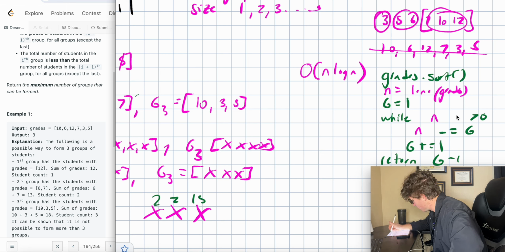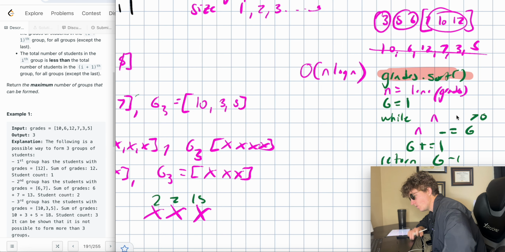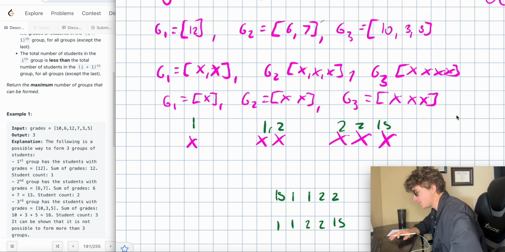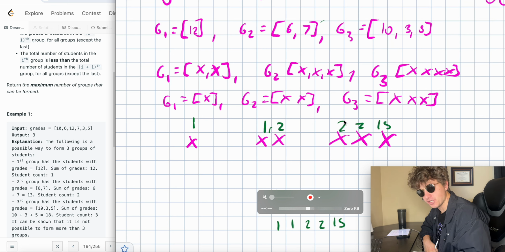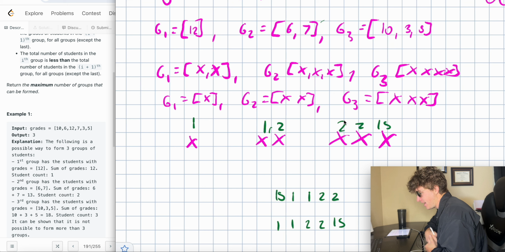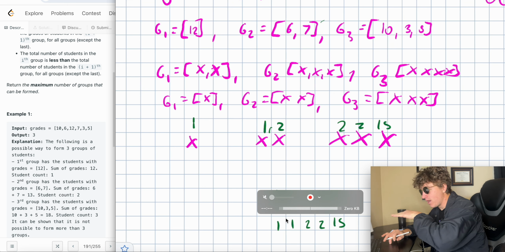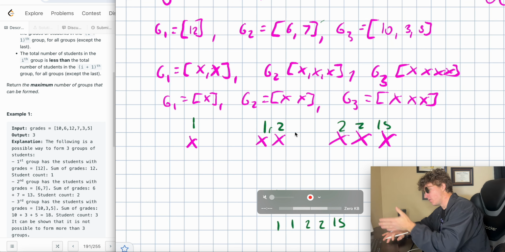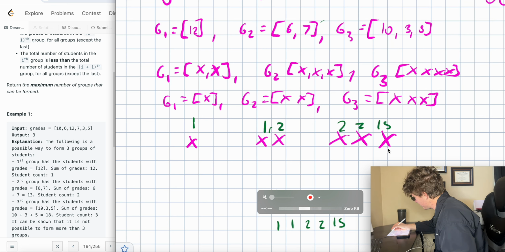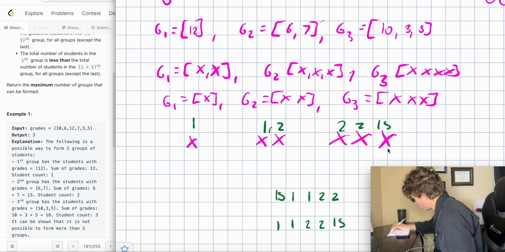So this code would still work if I deleted this, right? Because when we looked at this situation here, with the X's, I didn't need to know what values they corresponded to. I just needed to know that I could create that situation. And I can always create that situation, right? I can always sort the array and say that the 1 goes here, the 1 and the 2 go here, the 2 and the 2 and the 2 and the 15 go here. But I don't need to actually know what those values are, right?